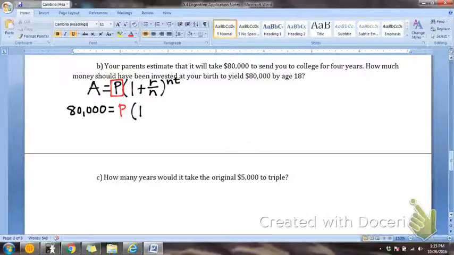Everything else in our equation, we're going to assume is the same. So we have that 1.015. It's happening quarterly for 18 years, so that's still 72 up there. This one's a little bit different. How are we going to solve this for P? Anybody know how we're going to solve this for P?